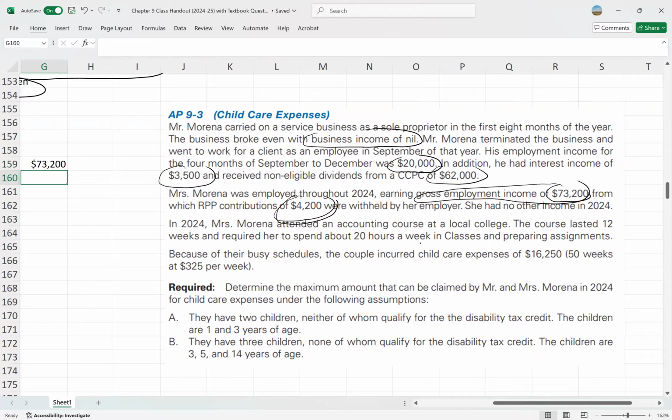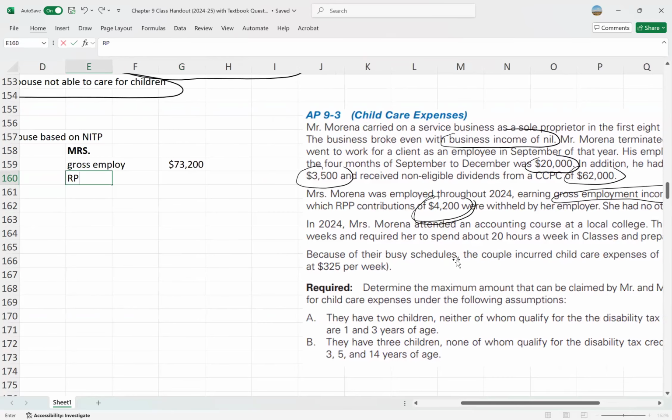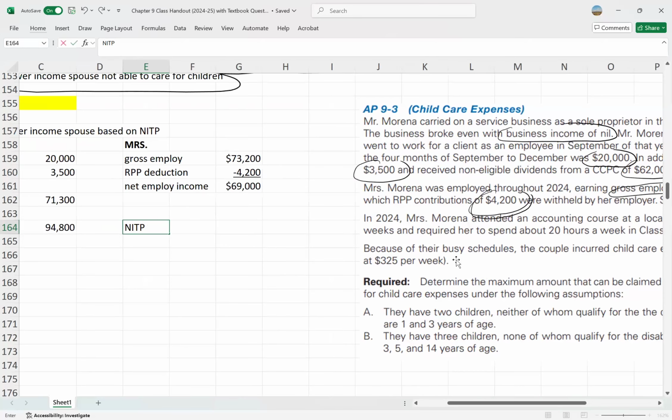Remember in chapter 3, we said the government wants Canadians to start saving for retirement. So if you put money into an employer-sponsored pension plan, an RPP, that 4,200 gets deducted when you're calculating your net employment income. So over here, we have the RPP deduction minus 4,200. So her net employment income is going to be 69,000, and she doesn't have any other income. So her net income for tax purposes is going to be 69,000.